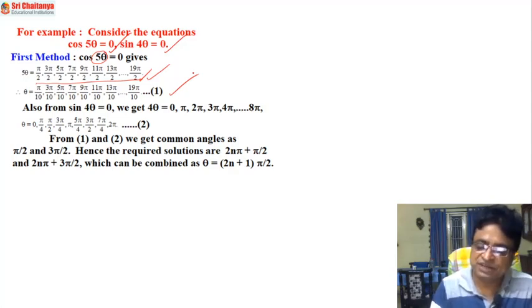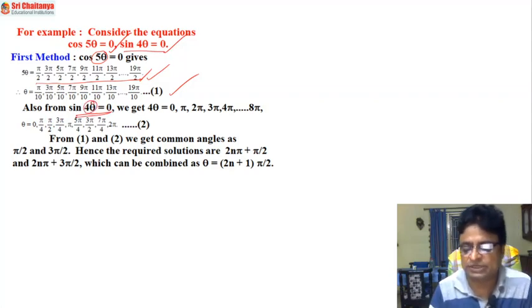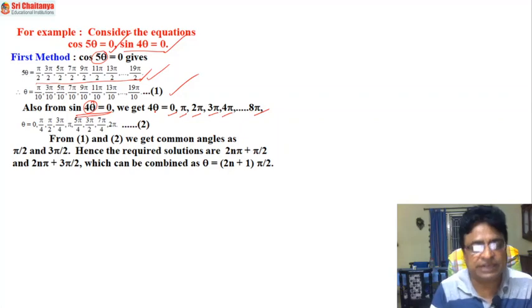Similarly, consider the second equation, sin 4 theta equal to 0. For what values of 4 theta does sin 4 theta become 0? If 4 theta is equal to 0, pi, 2 pi, 3 pi, 4 pi, and so on. This is about 4 theta, but I want theta. So, theta is equal to these divided by 4: 0, pi by 4, pi by 2, pi, 3 pi by 4, and so on. You call that equation number 2.